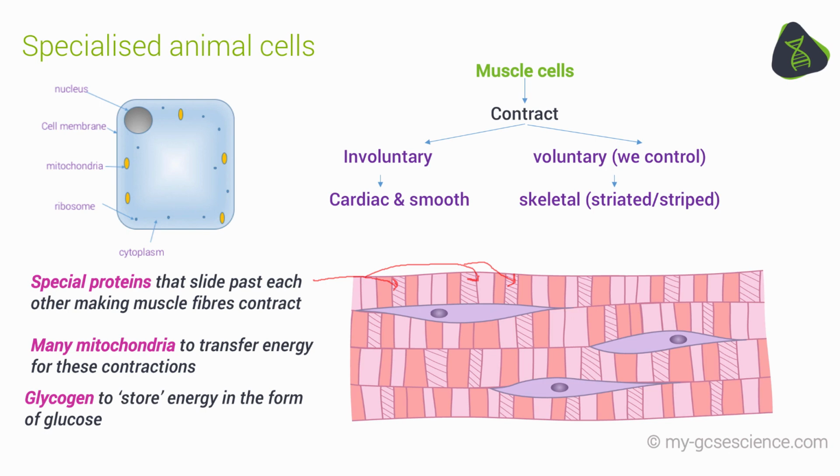So when you have excess glucose building up in your body, it gets stored as a molecule called glycogen, and you find lots and lots of glycogen reserves in these muscle cells too. And that glycogen, when needed, can be broken down to release glucose that could then be used in respiration to transfer energy to these cells to enable them to contract.